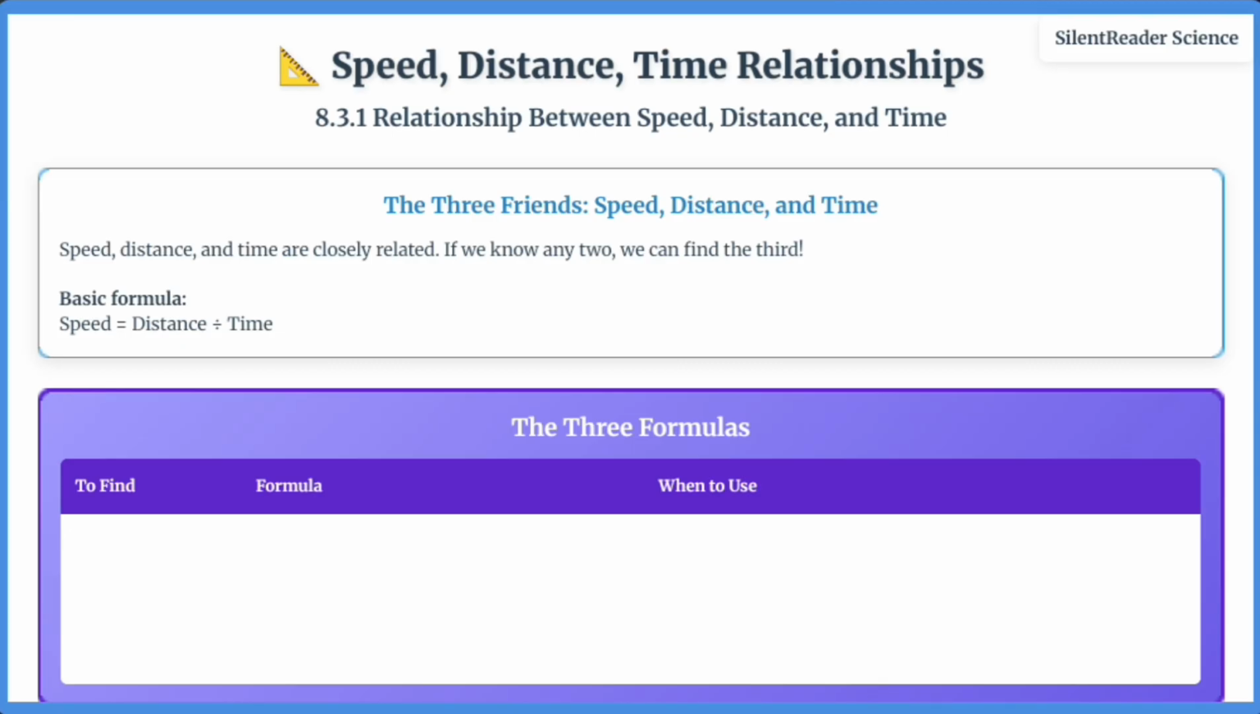Remember to watch your units carefully and convert when necessary. To convert kilometer per hour to meter per second, multiply by 5/18. To convert meter per second to kilometer per hour, multiply by 18/5.